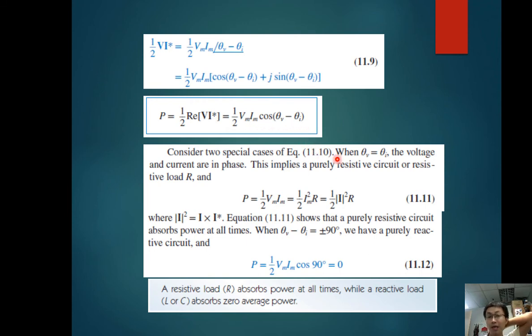Interestingly, if theta_v and theta_i are the same, which means the voltage and the current are in phase, this implies a purely resistive circuit. So we can use this equation to say that P equals half Vm times Im, which is half Im squared times R, which also equals I squared R. Okay?